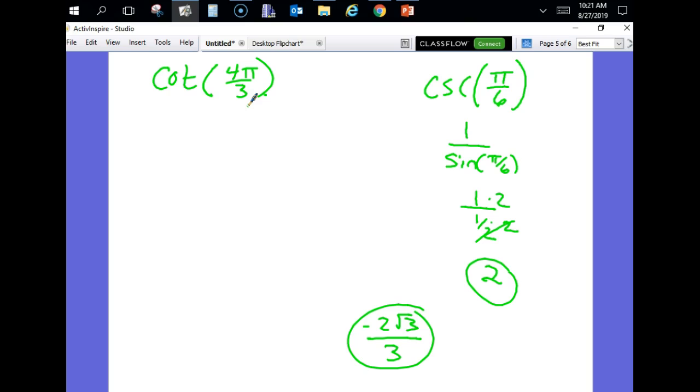Let me ask a question here. Isaac, do I like cotangent? We don't like cotangent. So we need to change cotangent, right? What are we going to change cotangent to? 1 over tangent, right? I'm going to ask Jade what she got.